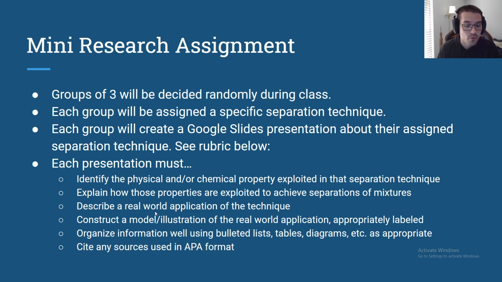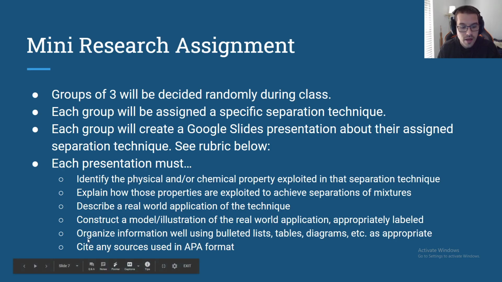Third, describe a real-world application of the technique. For example, if you had distillation, then you would talk about the way that crude oil is distilled to produce different substances. Then you need to include a model of the real-world application, appropriately labeled. I want you all to draw this model. It does not have to be fancy. Obviously, you're doing it online, so it's going to need to be done either inside of Google Slides or with some sort of drawing program. I can give you some resources there if you need it.